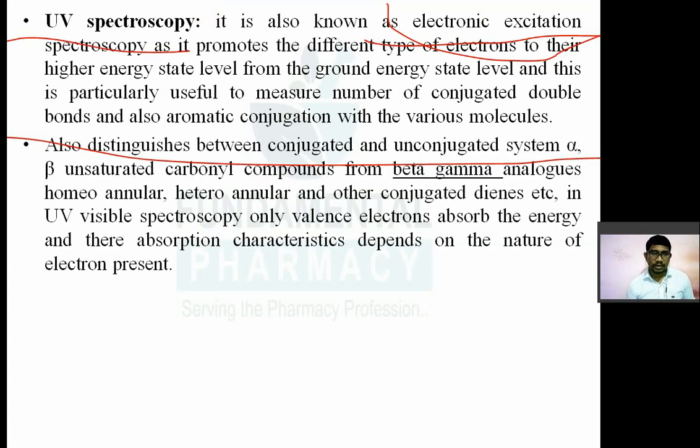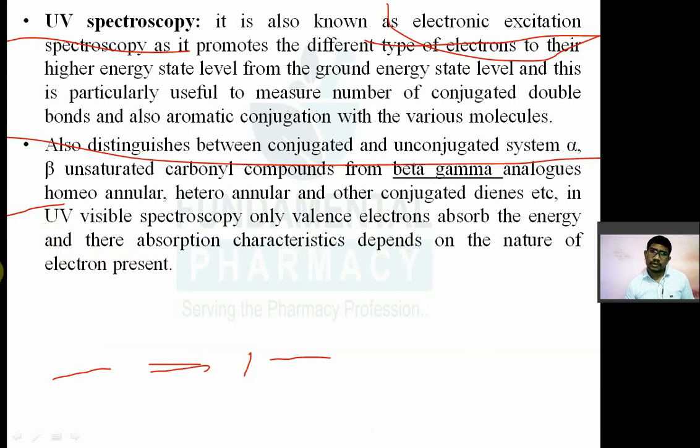UV spectroscopy also distinguishes between conjugated and unconjugated systems. What is a conjugated system? For example, a double bond, carbon, and another double bond. Conjugated system means a double bond system. So UV spectroscopy also distinguishes between conjugated and unconjugated systems, that is, an alpha beta unsaturated carbonyl compound from its beta gamma analog. It also distinguishes between homoannular and heteroannular dienes and other conjugated dienes.